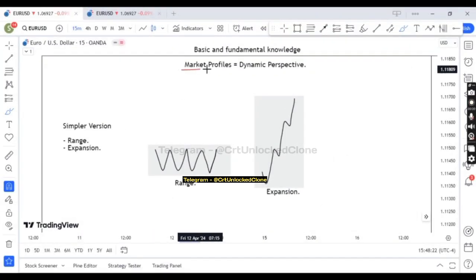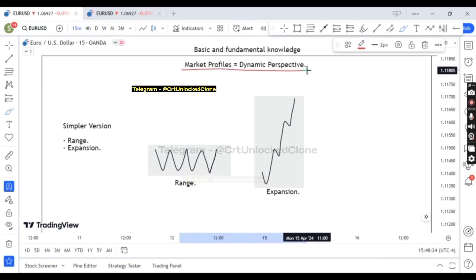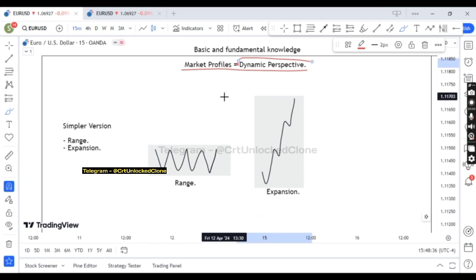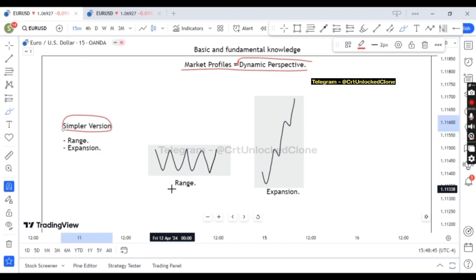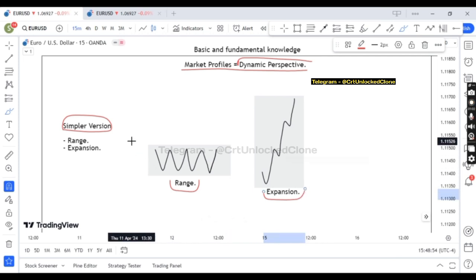Now, market profiles is basically a detailed analysis of the market dynamics and looking at the markets with a dynamic, mechanical, and objective perspective, right? Now, there are two ways to look at the markets based on market profiles. The first one being the simpler version, which only takes two profiles or two aspects into consideration and is a more basic way of looking at the markets, right? Now, the two aspects contained in it are a ranging or consolidation profile and an expansion profile.